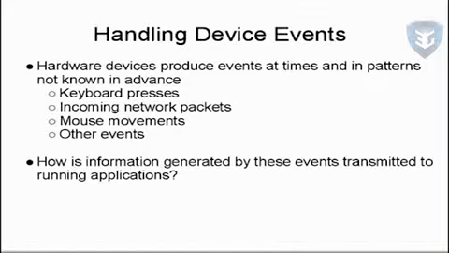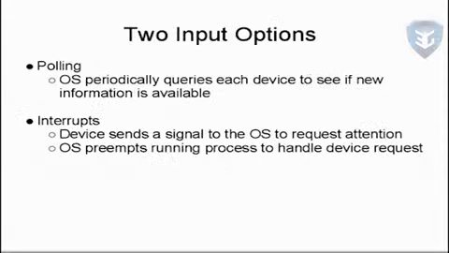Similarly, if we have incoming network packets, if we're running a server application or even just a workstation, and we have messages coming in from the network, we don't know the order and timing of those messages. We also don't know when the mouse is going to be moved, or when any of a whole bunch of hardware events are going to occur. So how can we get the information generated by these events and make it available to our applications for use?